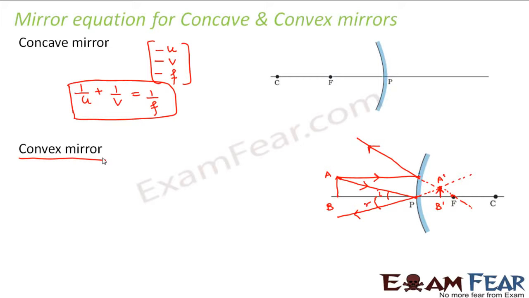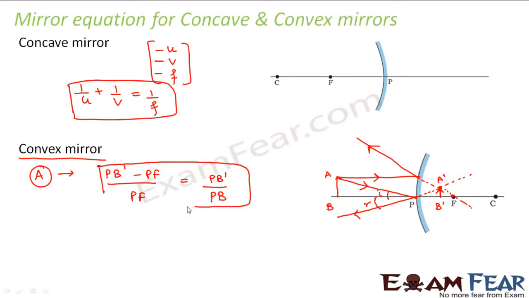If you look at the previous slide, there was an equation which was obtained, which was named as A. In equation A, we said that PB dash minus PF divided by PF is equal to PB dash by PB. So this was the equation which we had obtained, right? We will start from that equation, because till that equation we did not assume anything specific to a concave mirror. Till that time it was just a general mathematical calculation which will hold true even in case of a convex mirror. But only after this equation we assumed the sign conventions for a concave mirror.